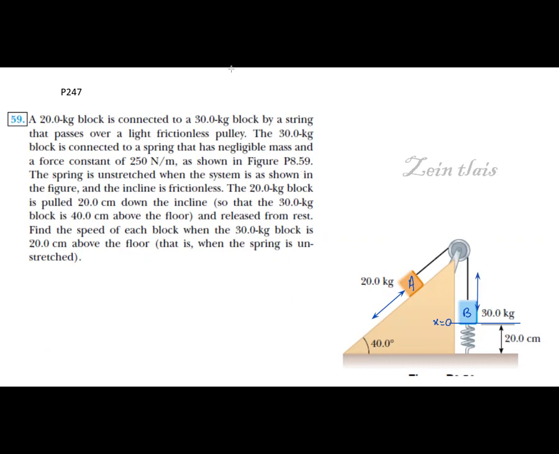So here let's say we have A, and here we have B. I release the system from this point. When I release the system, A will move up and B will move down. When B arrives to this position again with a velocity VB, I need to calculate VB. VB here is at 20 centimeters from the floor. Okay, this is the problem.